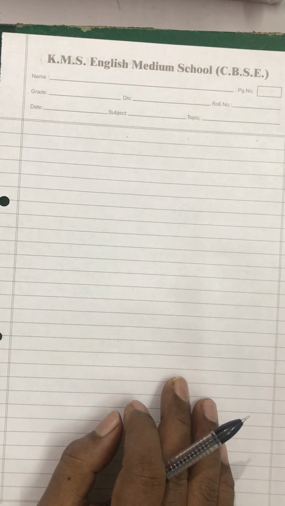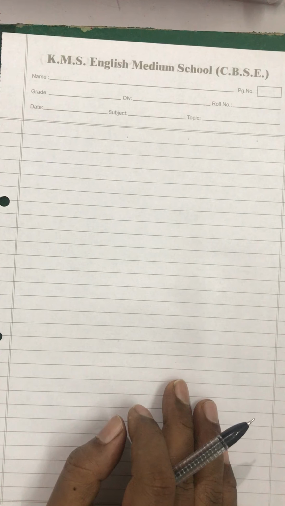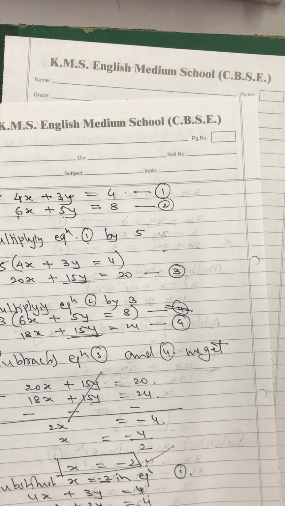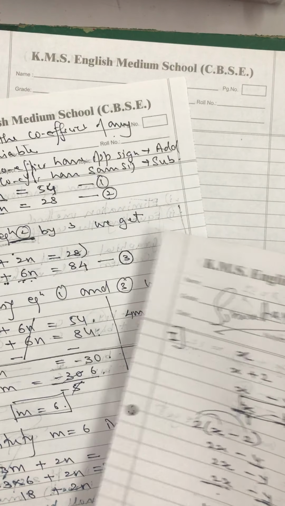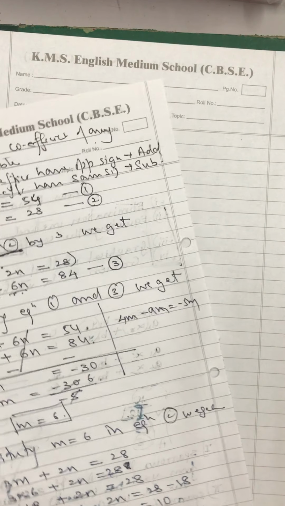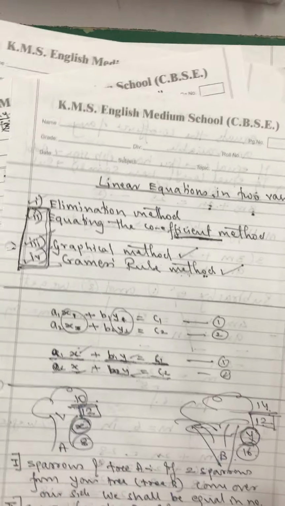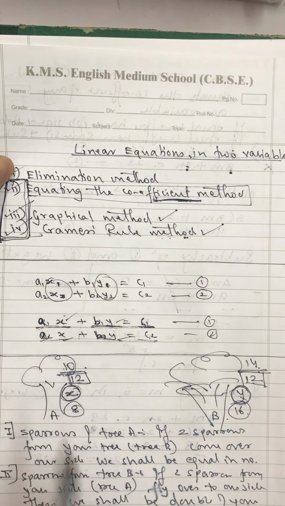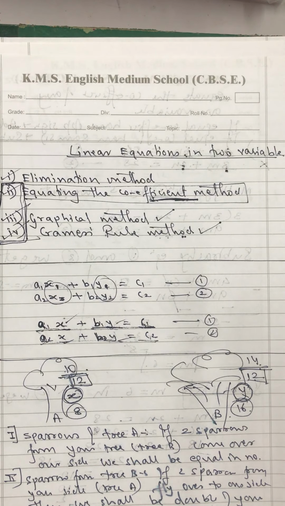I'll do one more thing, my dear students. Should I stop with this equating the coefficient method, or should I go to the next topic also? I finished with the equating the coefficient method. One more type of question is there, but that is easy, that you will get anytime. But graphical method is again a different topic, and Cramer's rule method is again a different topic.